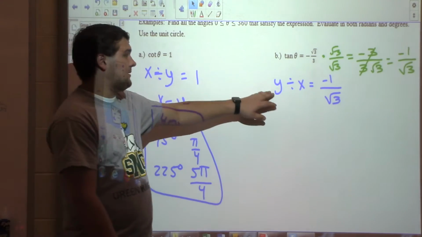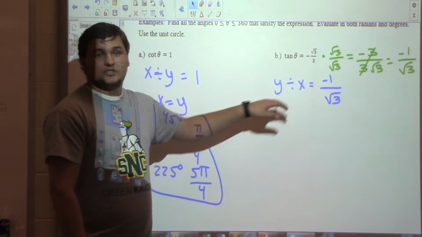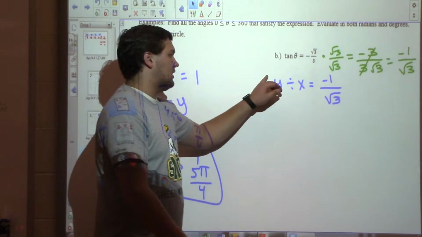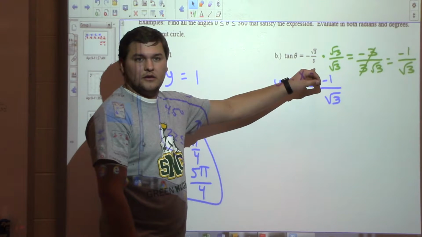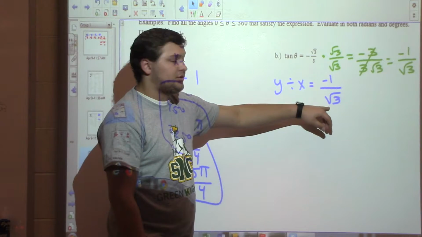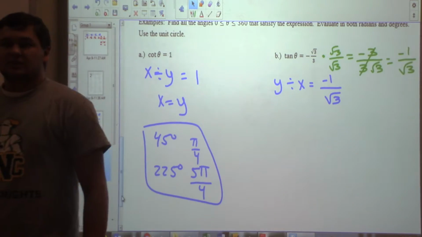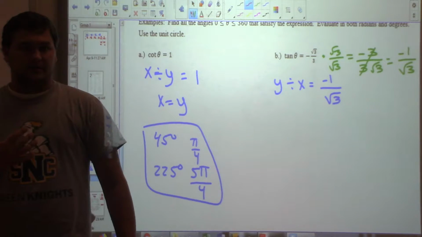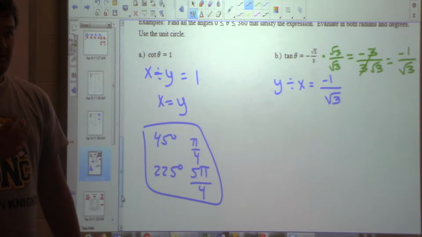No, it stays the same, right? We do keep, change, flip. So if y was to equal square root of 3 over 2, my square root of 3 would always stay in the numerator. Is that what I want? No, right? I want to get my square root of 3 into the denominator. So my x is going to have a square root of 3 in its numerator. Does that make sense? Yes.